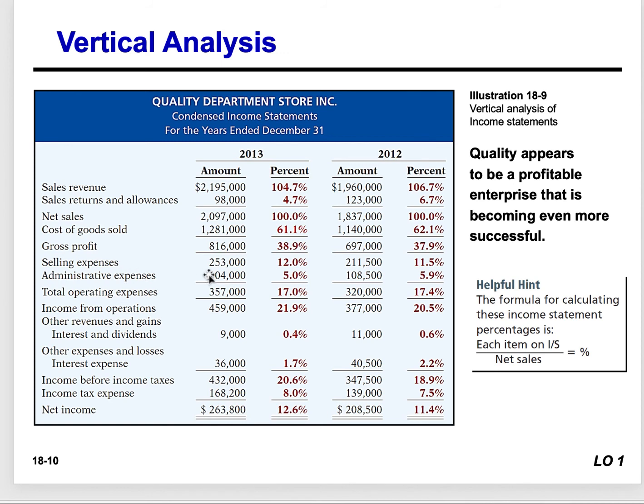So we said our selling expenses, in the previous example, were 16%. How did we get that 16%? They just gave us the numbers, but look how we calculated that. We took our selling expenses of $253,000 and divided it by our net sales, which is $2,097,000. And we see that selling expense is 12% of our net sales.